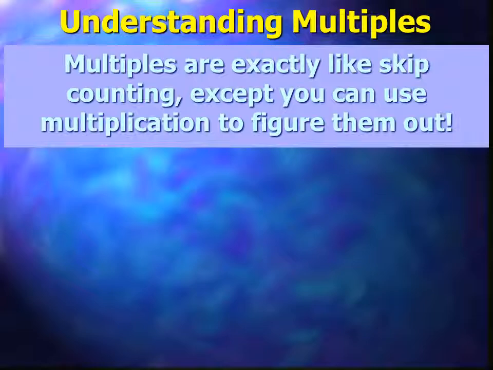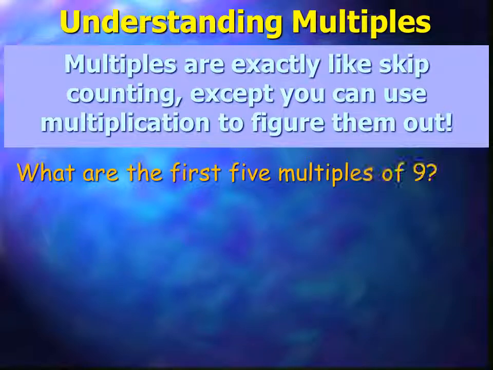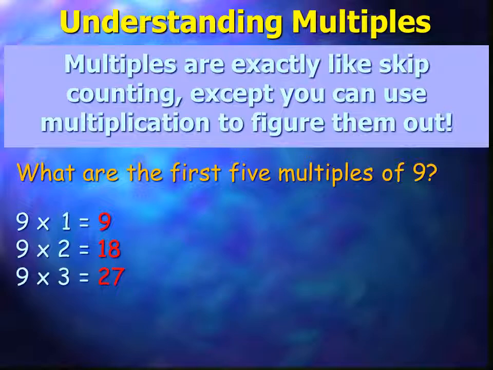Multiples are exactly like skip counting, except you can use multiplication to figure them out. So what are the first 5 multiples of 9? Well, 9 times 1 equals 9, 9 times 2 equals 18, 9 times 3 equals 27, 9 times 4 equals 36, 9 times 5 equals 45.